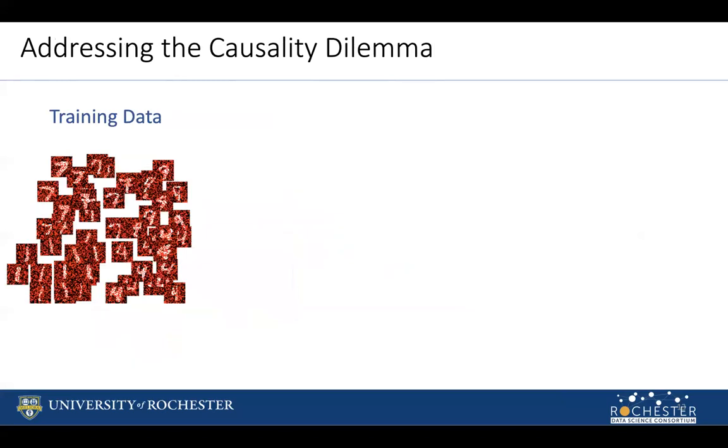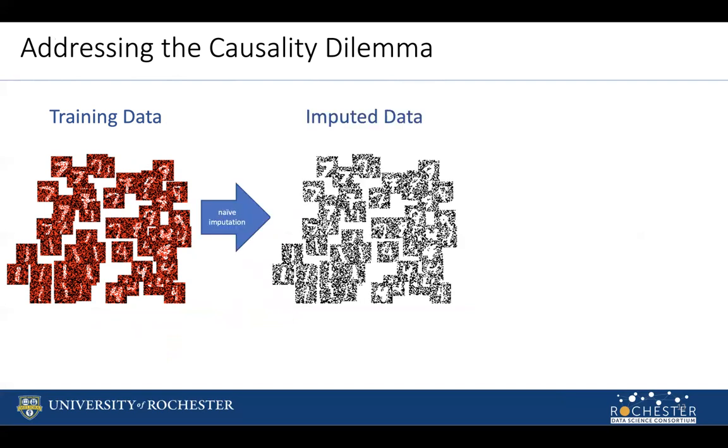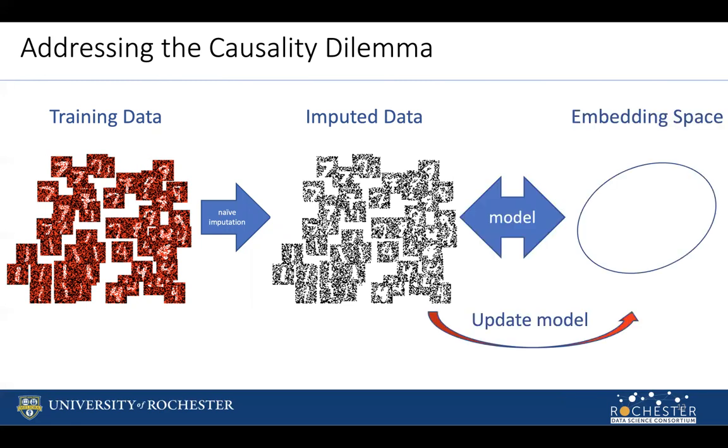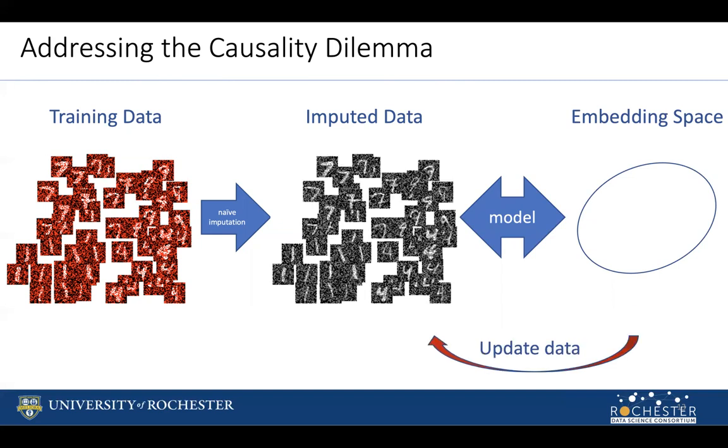We address the causality dilemma by alternately updating the model with the imputed data and improving the quality of the imputed data with the updated model. So we take our initial set of partially observed data, we naively impute the data. With this naively imputed data, we train an initial normalizing flow model. As we update the model, then we can recursively update the imputed data, improving the quality of the imputations.